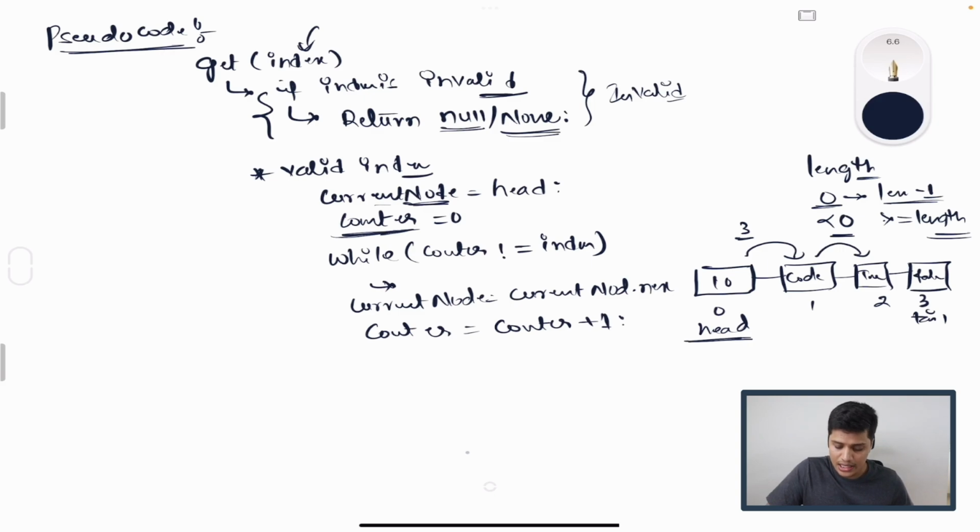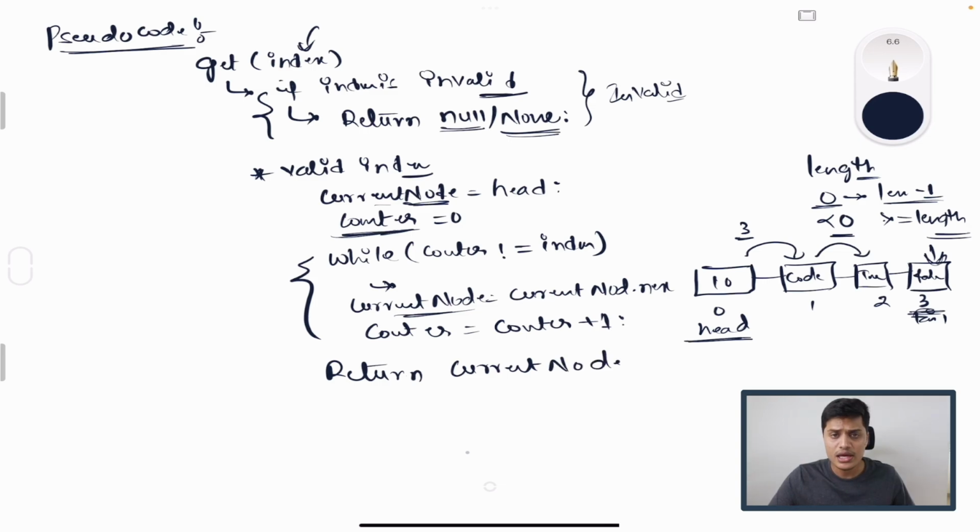Once we go to the index that is given by the user, right, the current node will be available at that index, and the current node variable, whatever we are using, will have the reference of the node that is available at that particular index. So we will simply break out of this loop. In the end, we will simply return the current node. Okay, this is how we exactly write the pseudocode for implementing the get functionality on a singly linked list.